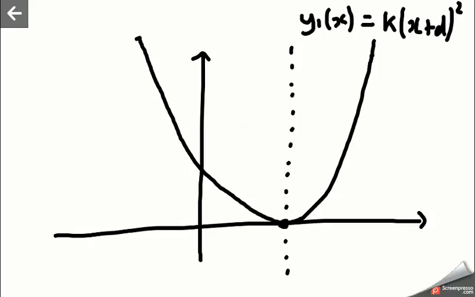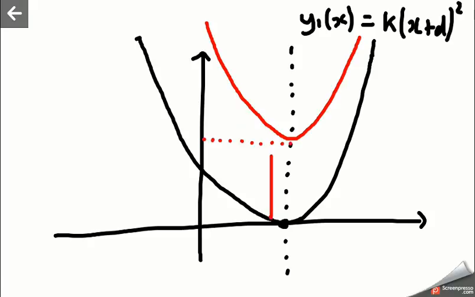Suppose I want to move this parabola up by e units. So the whole thing has moved upwards by e units. So how do I do that? Well, it's actually really simple. All I need to do is add e to y1 of x.